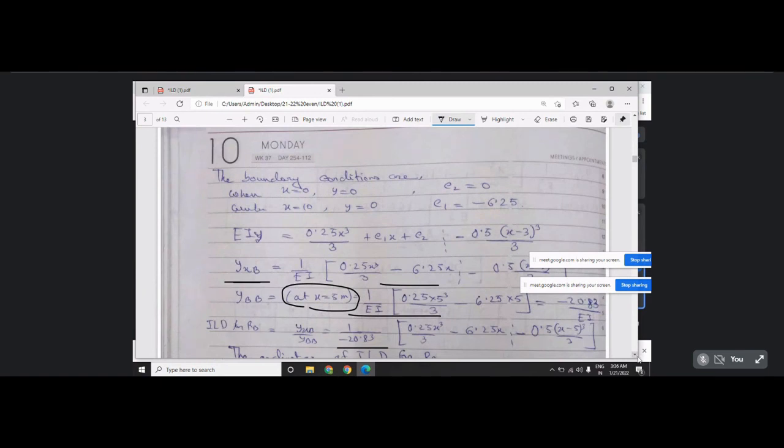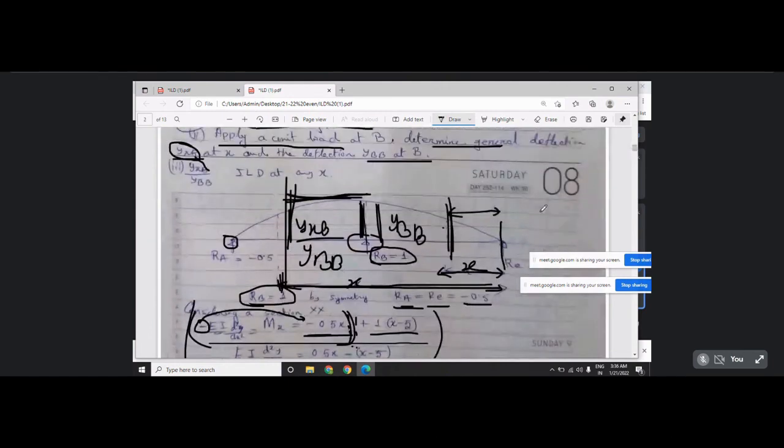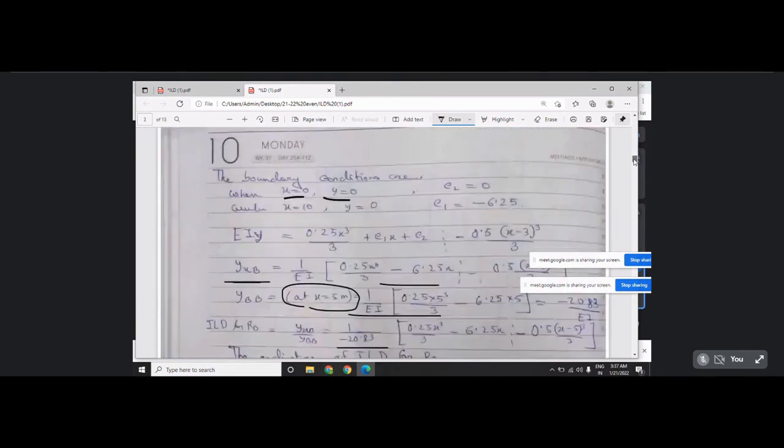Okay, so the boundary conditions are at x is equal to 0, y is equal to 0. Naturally at point C the deflection here is 0, and at point A the deflection here is also 0. At x is equal to 10, the deflection is 0. So at x is equal to 10, y is equal to 0. So here C2 you can get 0, and in this equation, if you put it, C1 is equal to minus 6.25.